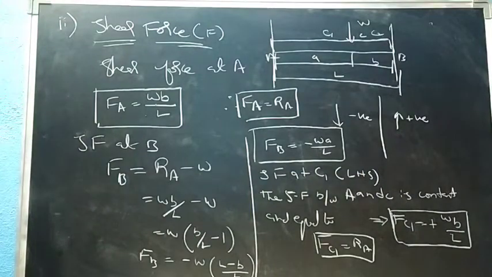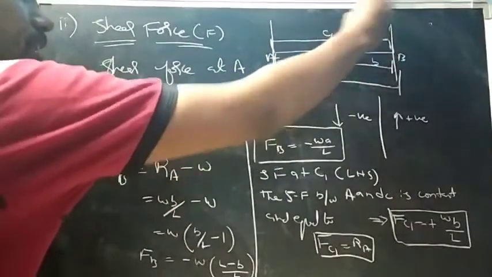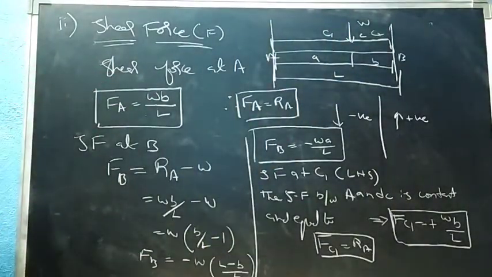Now we will find the shear force at C2, that is on the right-hand side of the beam.